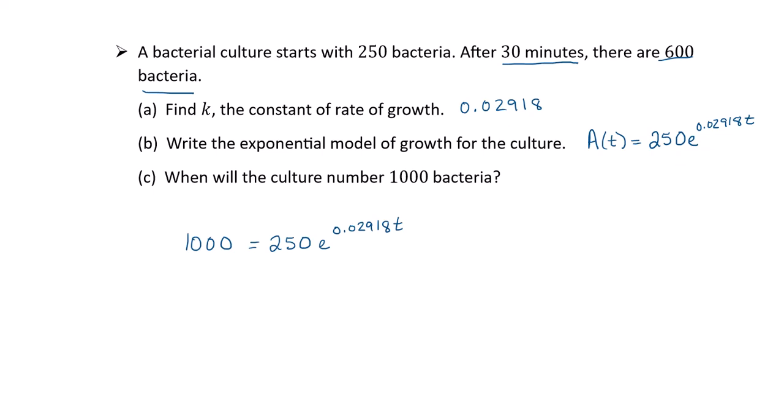So I'm trying to solve an exponential equation. I need to isolate the e to its exponent. Let's divide both sides by 250. When I do that, I get 4 equals e to the 0.02918t. Now I can go ahead and change this into log form. Now I need to divide both sides by that coefficient k.